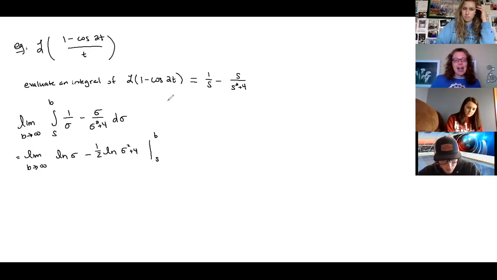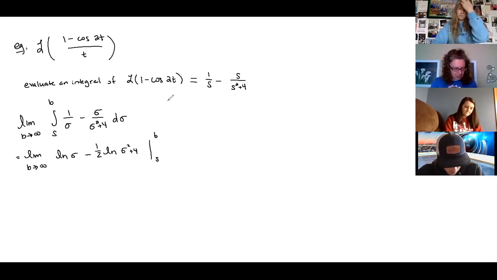Technically, I should have absolute values around the sigma and the sigma squared plus 4, but we're assuming that s is positive. So I can skip the absolute values on my antiderivatives in this case.